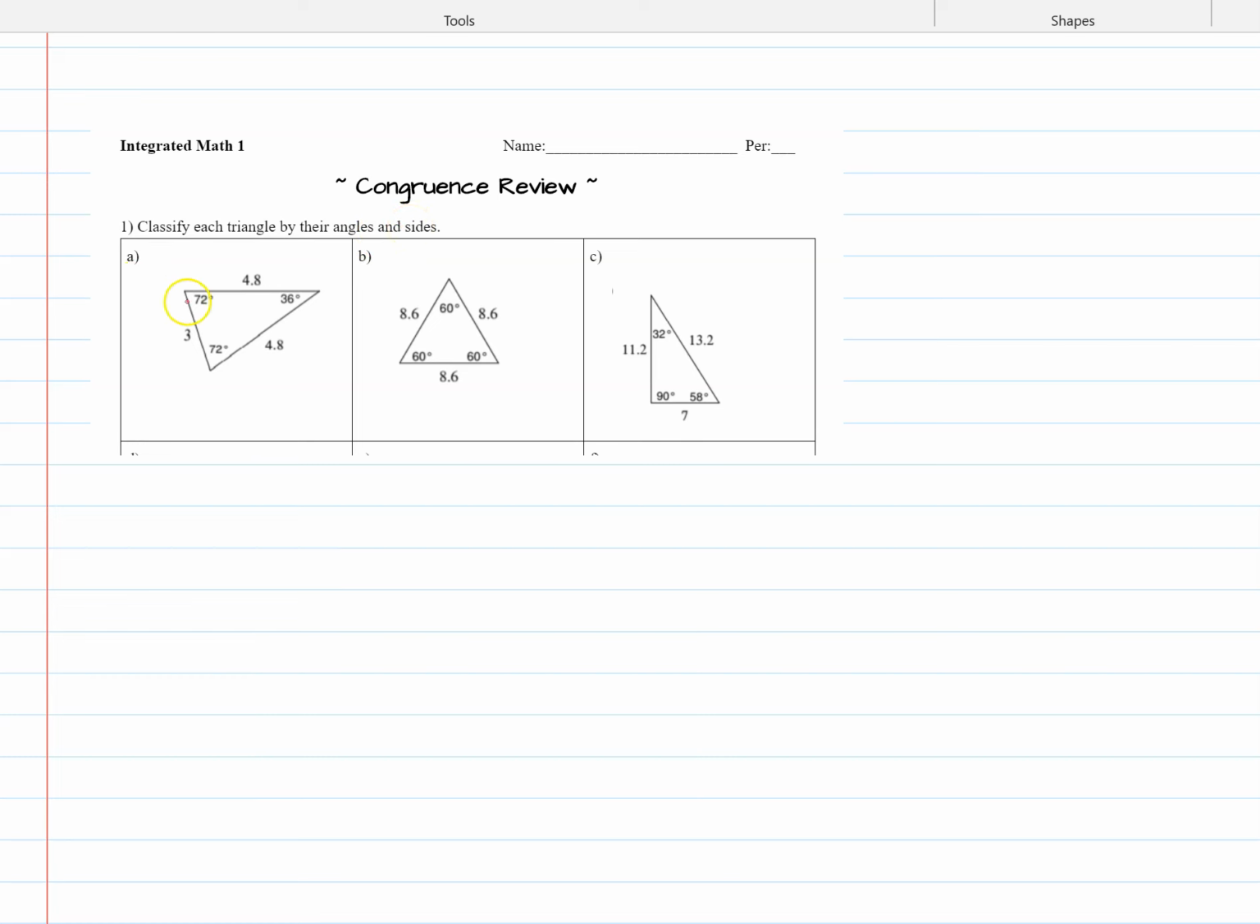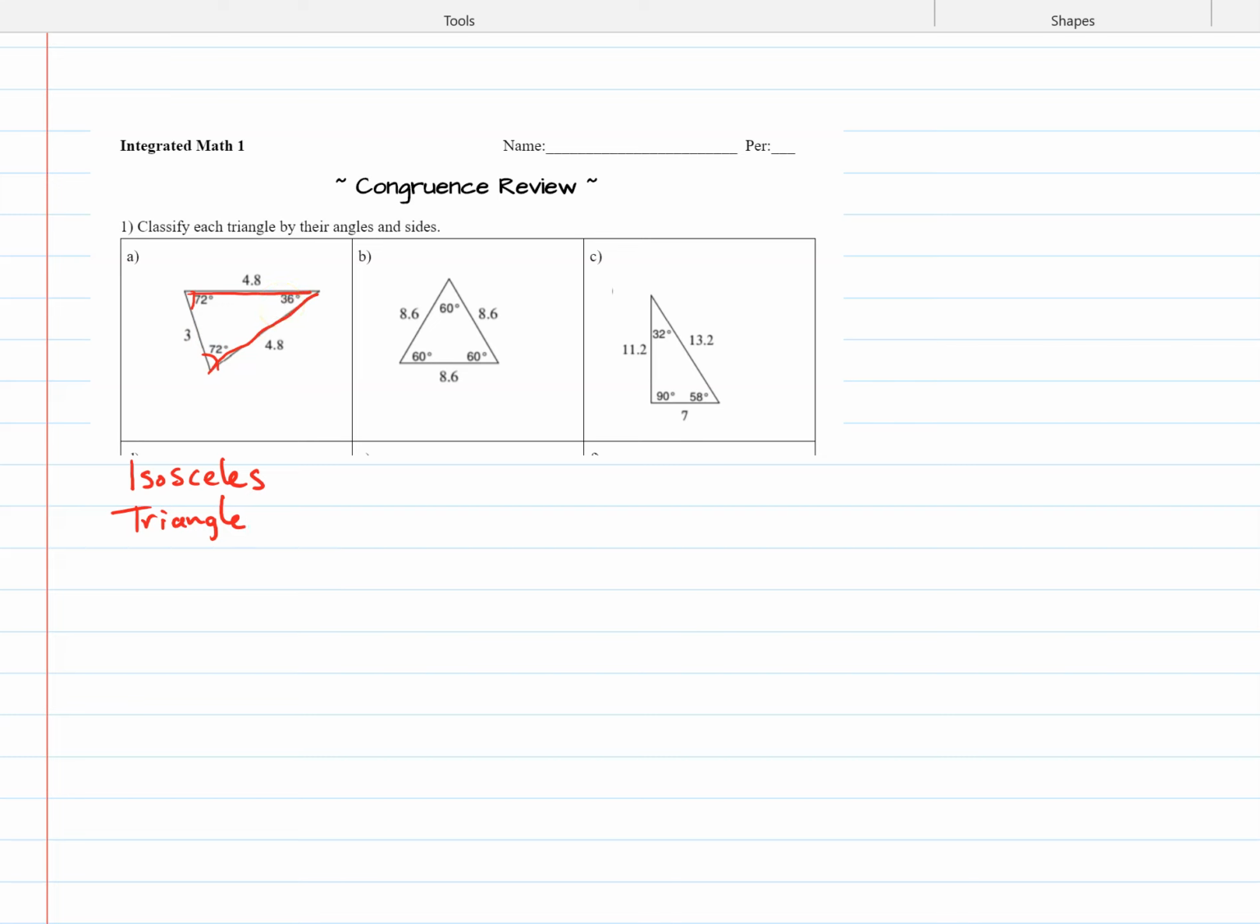Looking at A, I can see right away that two angles are both 72 degrees, and two sides are the same length, 4.8 feet. So what that means is this is an isosceles triangle. An isosceles triangle has two equal angles and two equal sides. And then the third side and the third angle doesn't really matter.